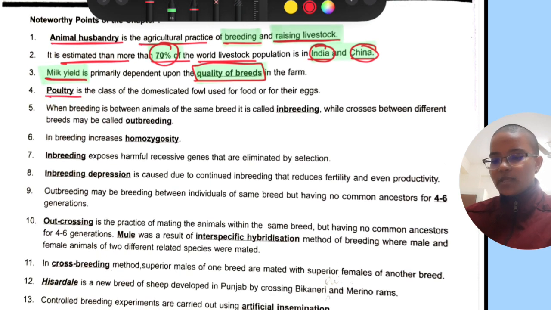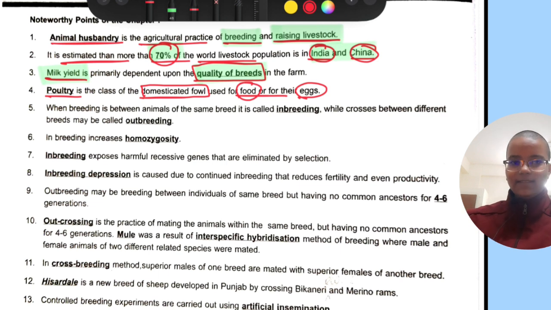Poultry is the class of domesticated fowl, like birds, used for food or their eggs. For chicken, their eggs and their meat.